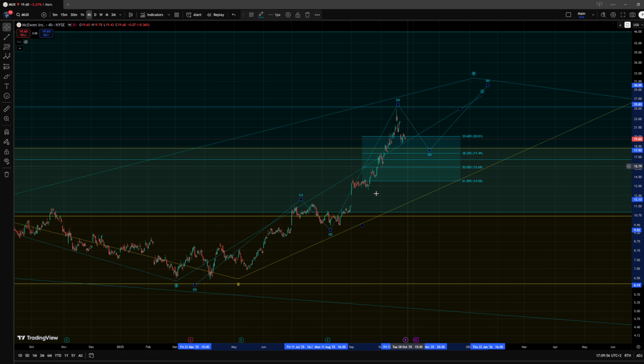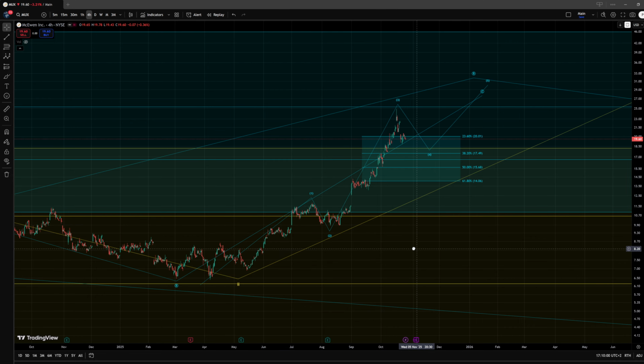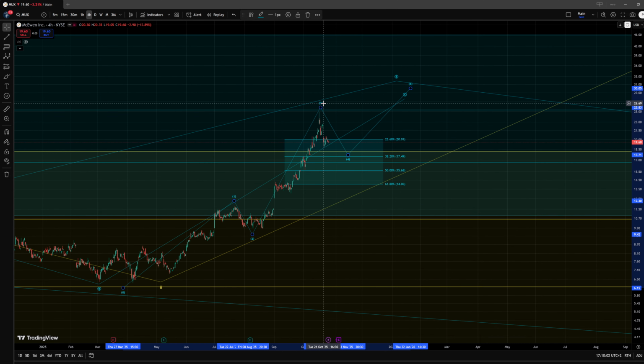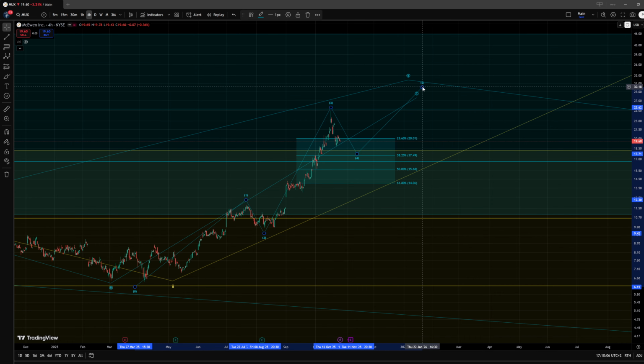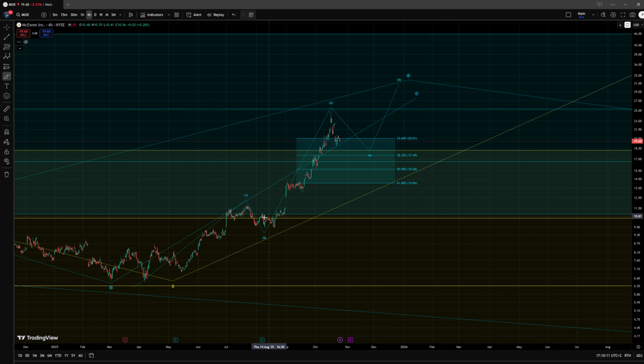Now, based on how large this correction in the wave 2 was, I don't necessarily expect it to take too long to complete this wave 4, but there isn't necessarily a hard rule that would invalidate it if it takes, let's say, double the time that it took to complete this wave 2. I wouldn't be able to directly invalidate it if we manage to still push higher without, of course, breaking the support zone area.